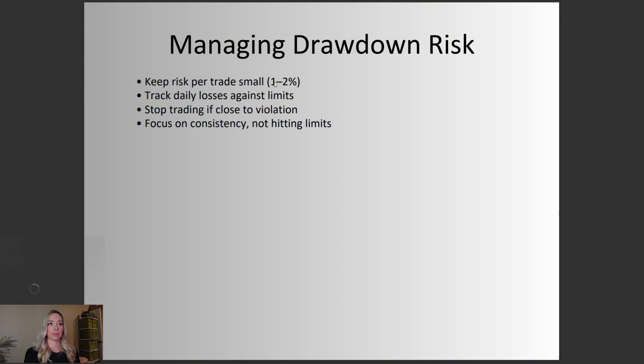Okay, and then let's see. Managing drawdown risk. When you're setting up your risk management, again, this is going to look different for everybody because of style of trading, what you're trading. Are you trading size contracts? Are you trading micro contracts? It really depends. So keep your risk per trade small, 1 to 2%, and track your daily loss against your limits, right? And then stop trading if you're close to your violation.